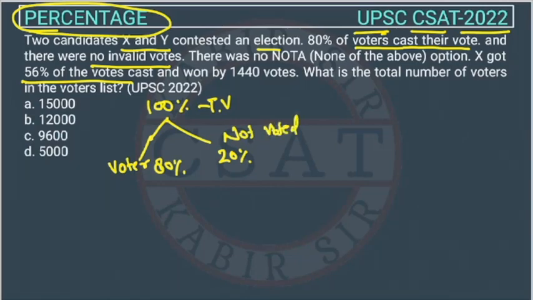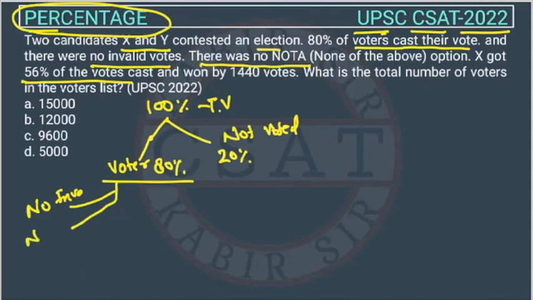Now, out of these 80%, there are no invalid votes. One more condition given is that there were no invalid votes and no NOTA. Out of these 80%, no one has chosen the NOTA option, so they have voted either for X or Y. There is no one who voted for a third person, and no one pressed NOTA. NOTA means we like neither X nor Y, so we use the NOTA option, but there is no such voter.